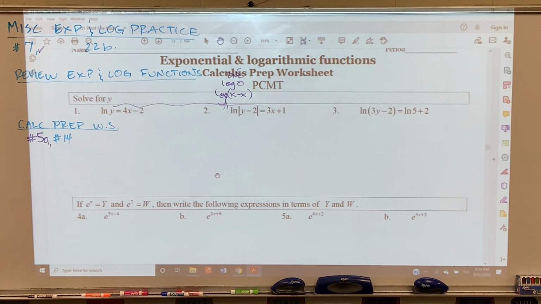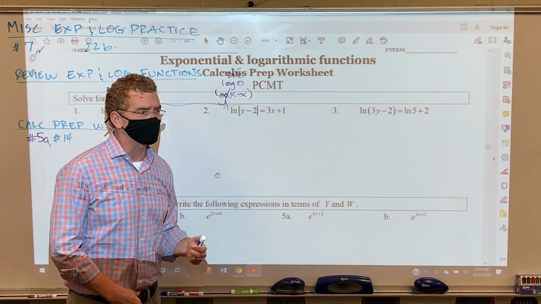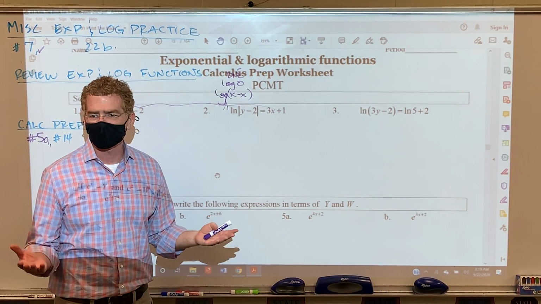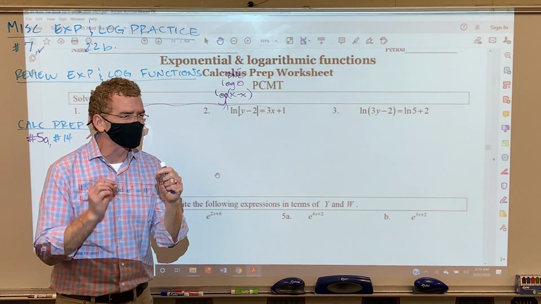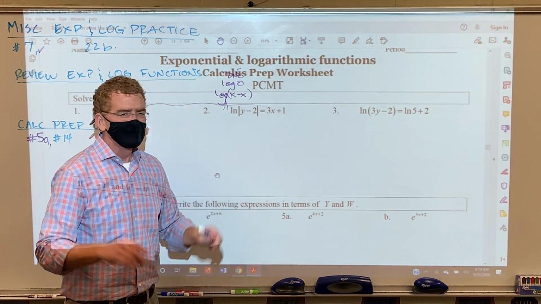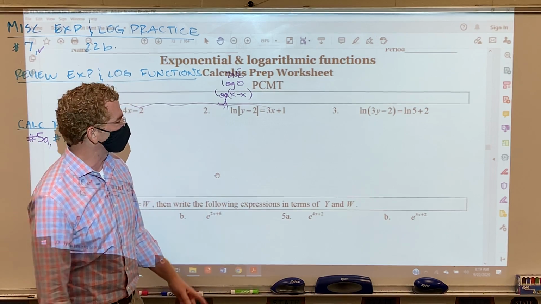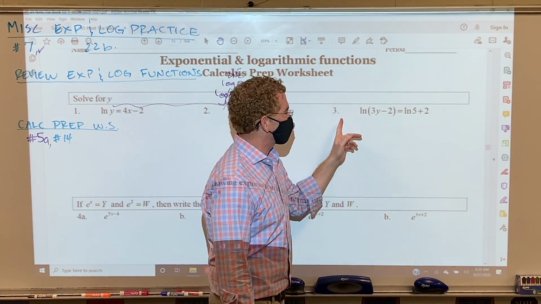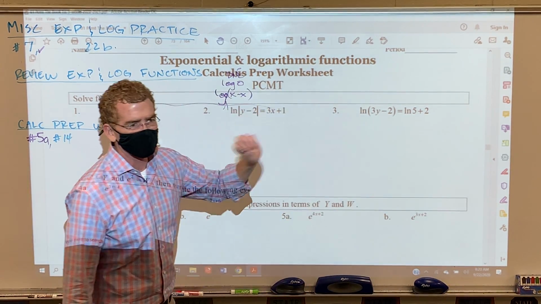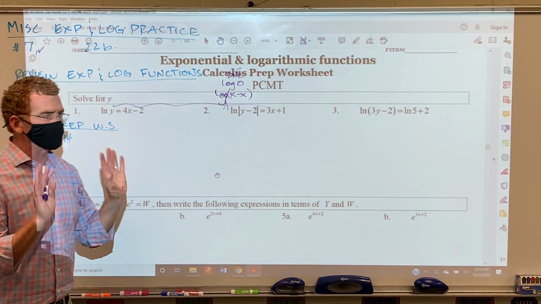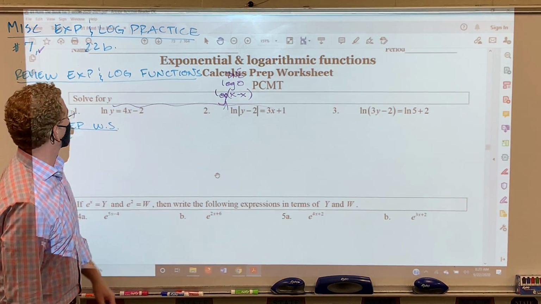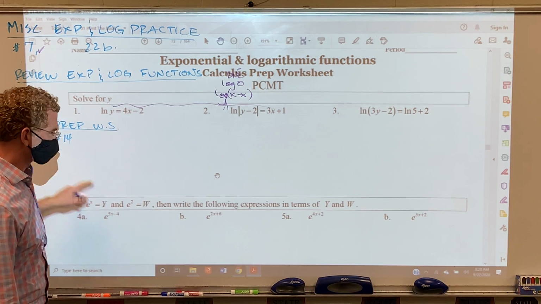Okay, and the reason why I gave you this Calc Prep worksheet was to help you see that all the logs that we deal with, all the little bitty rules of manipulating and stuff like that, in calculus it's more along the lines of, can you get rid of a natural log by exponentiating? Can you get rid of an exponential function by logging? Very basic. If you know those basic rules, you're going to be in good shape. So you want to know 5a.